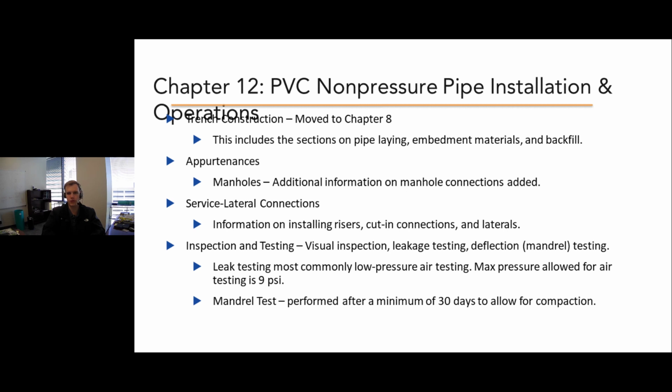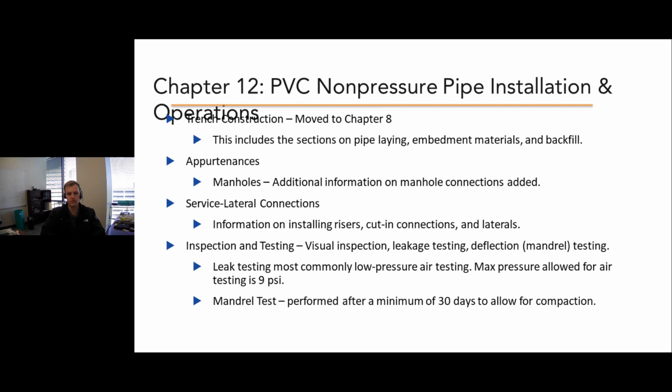Chapter 12 gets into non-pressure pipe installation. The trench construction here was actually moved to Chapter 8, because those trench construction recommendations are very broad and apply to both pressure and non-pressure piping. There's a little bit of expansion on appurtenances such as manholes and manhole connections. Additional information was added on service laterals, especially with regard to installing risers, cutting connections, and those laterals. And then, of course, inspection and testing.